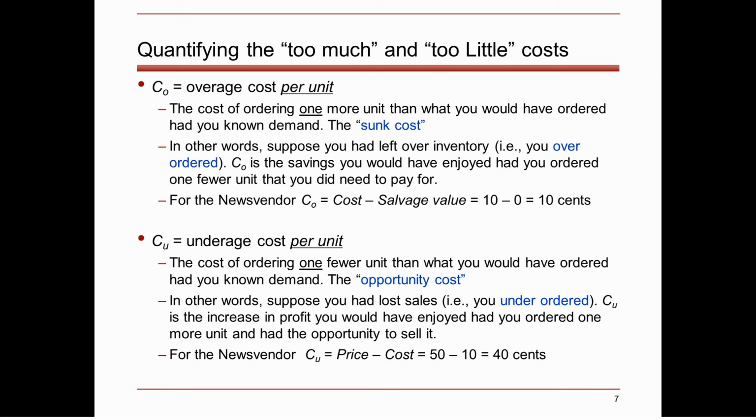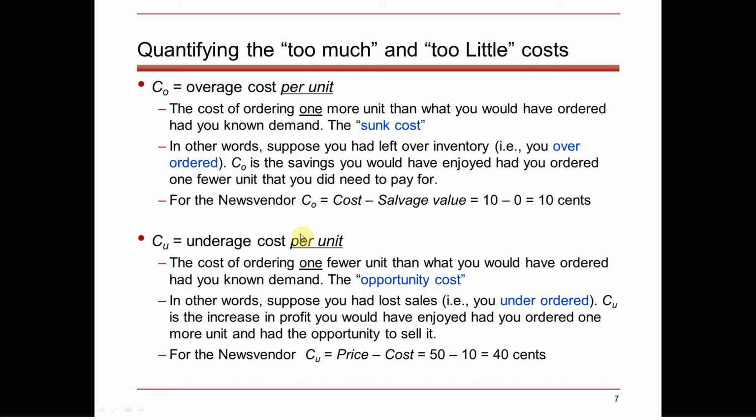In other words, if we had 101 units and we only sold 100, so we had one more than what we needed. So it's the cost of having that one extra one that would cost us if we had known that we were only going to sell 100, which means that we might be able to recover some if we had known what demand was.